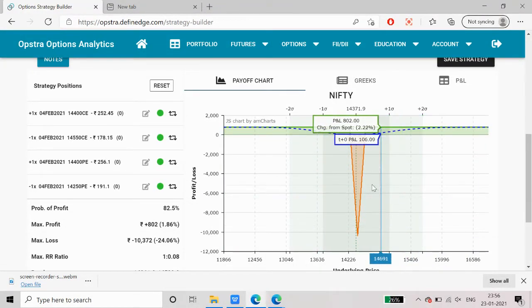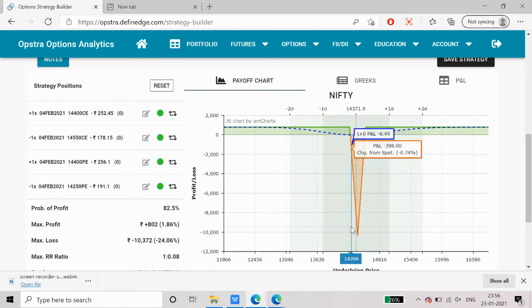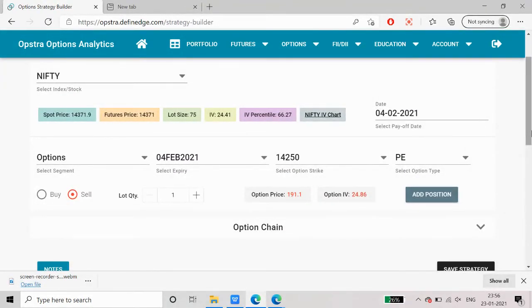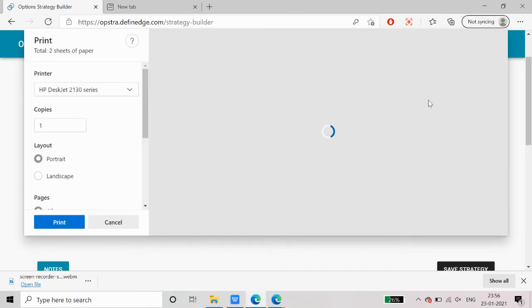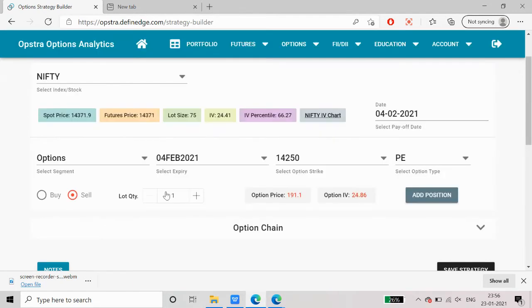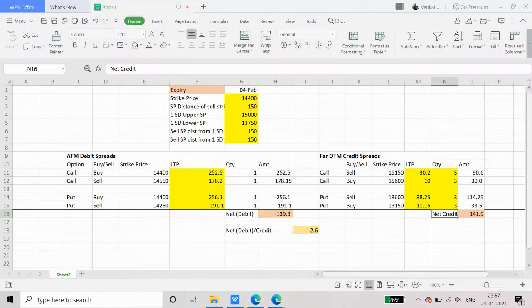Debit spreads are those where if the market increases, we get profit, but if the market stays in range, we would incur a loss. Because we don't want this loss to happen, what we do is we try and fund these debit spreads by selling far out of the money credit spreads.